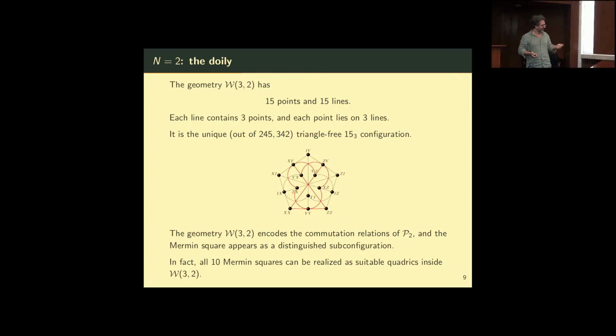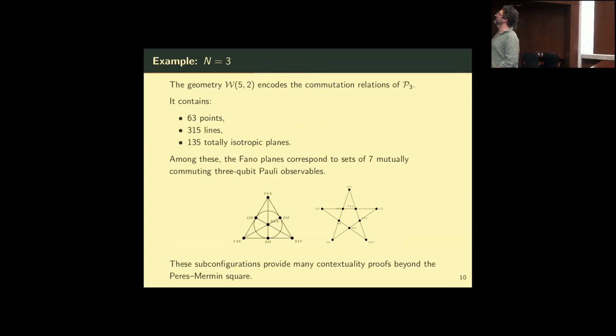Okay. Now for your question, let's go to n equals 3. For n equals 3, we can also define the symplectic polar space of rank 3, which is called W5(2). To remember, it's W(2n minus 1, 2). And this geometry encodes the commutation relations of the 3-qubit Pauli group. But this geometry is a little bit more interesting because now we have 63 points and 315 lines, and we have 135 totally isotropic planes, which are called Fano planes in finite geometry.